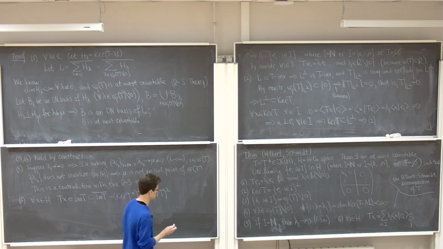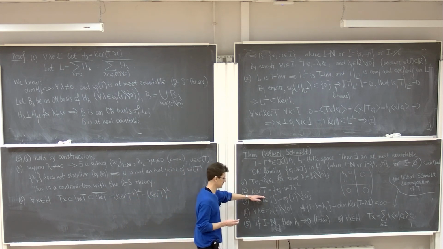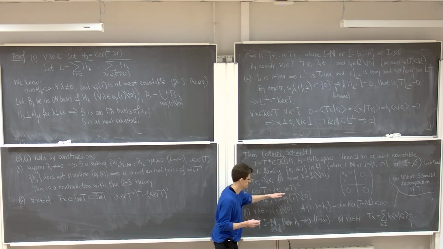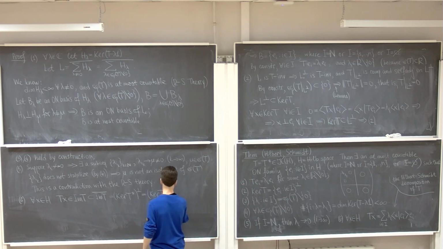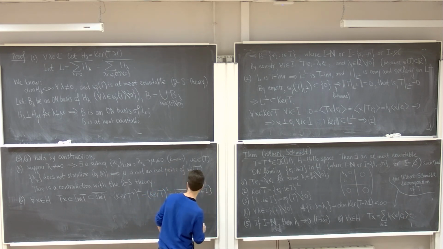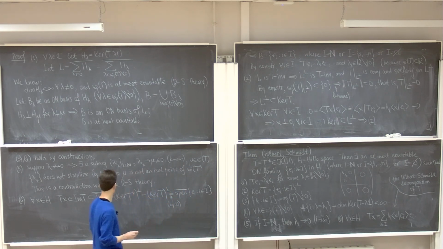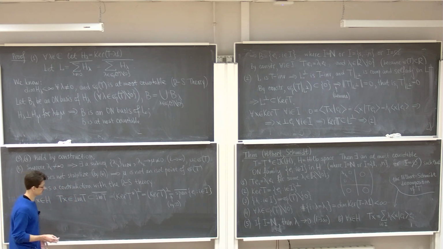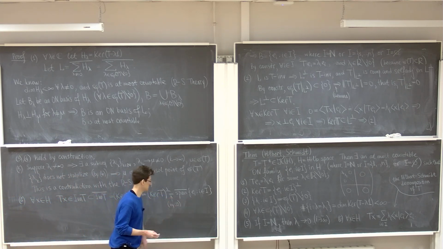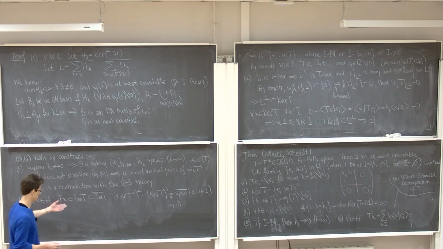But we have already proved this. So the orthogonal complement of the kernel is the closure of the linear span of this family. This is the closure of the linear span of the family EI. This holds by formula 2. These vectors EI form an orthonormal family.